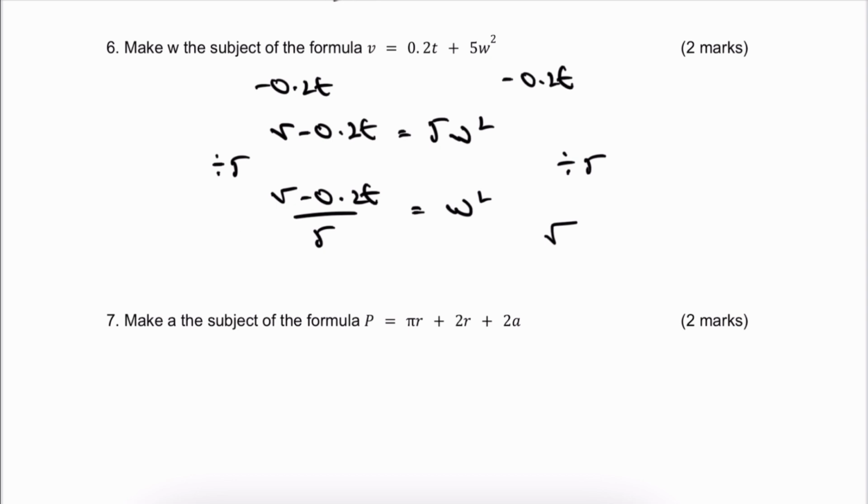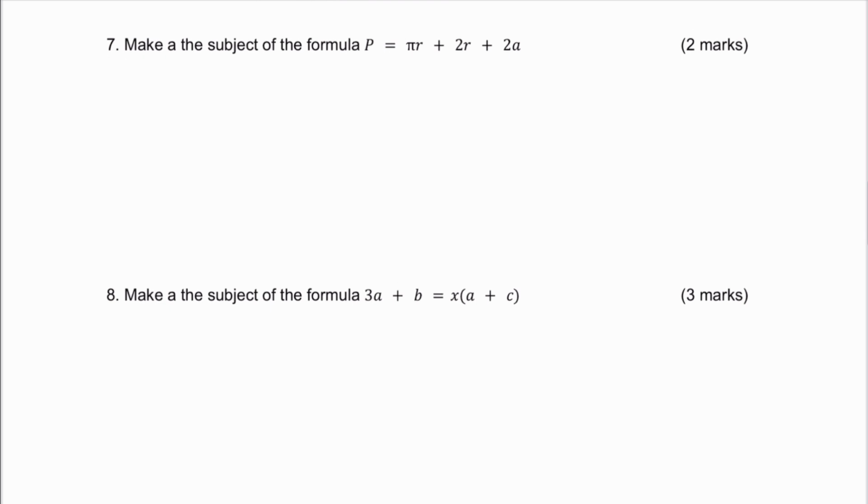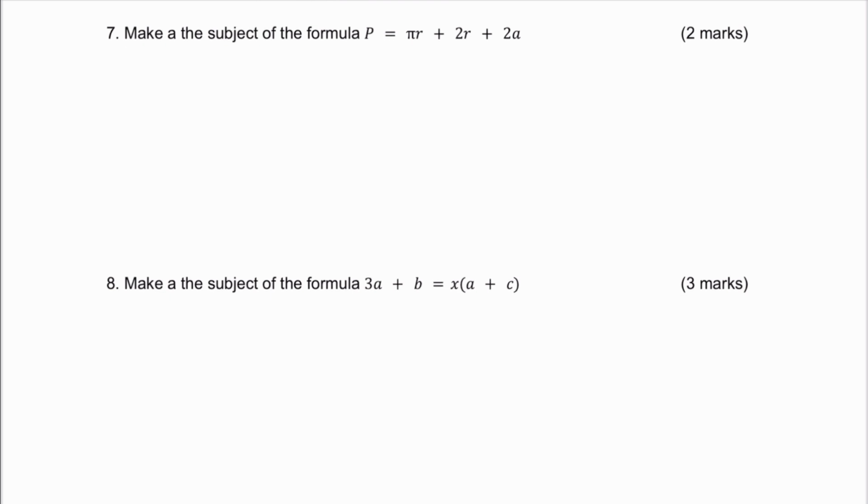If I square root both sides, I get rid of the square of the w, therefore I can write that as the square root of v minus 0.2t all over 5. So a little bit more challenging, but I'm afraid that's the way it is with this particular worksheet. Let's move on then to question number 7, making a the subject of the formula. This one's not too bad.